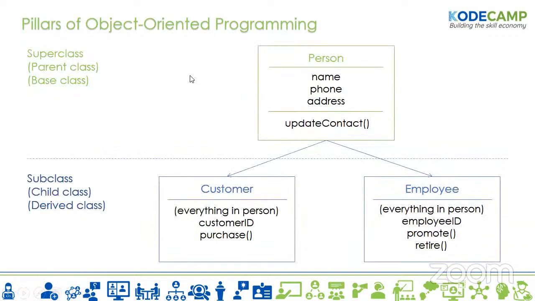Here I have an example of a person. This is an example of a model. Here we have the person class, containing name, phone, and address. It also has a method with which you can update the contact. In case you want to update information such as the phone number or the address if such changes, that could be a method available in the general person class.